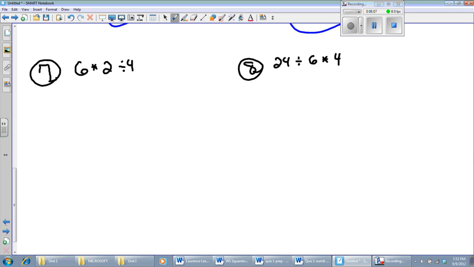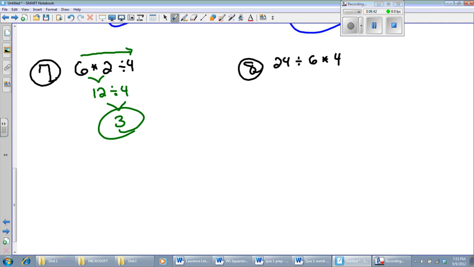Anyway, what does the order of operations tell me to do here? Let me think here. Oh, I know who knows. Rihanna knows. Rihanna knows that I should go left to right. So in this problem, I am going to do 6 times 2 first. Why am I doing the multiplication first? Because the order of operations says to go left to right. Did you hear that? Left to right. Trevor, left to right. Now it's division. 12 divided by 4 is 3, and there's my answer.